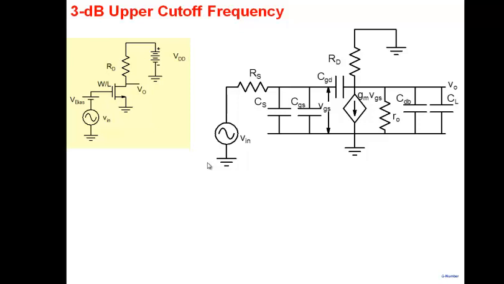So you have a circuit like this. How do I find its 3 dB frequency? What is the general method? What should I do?